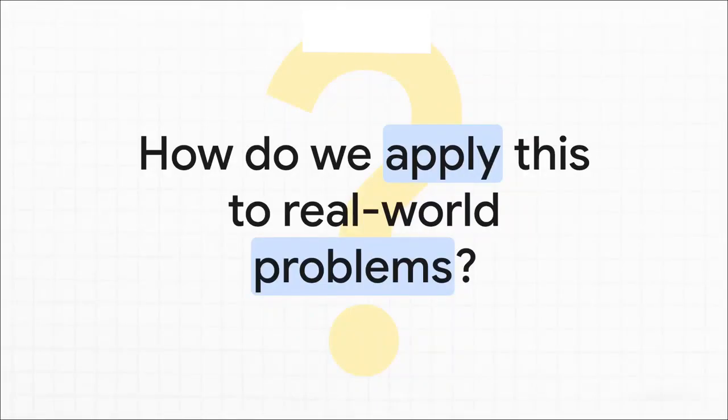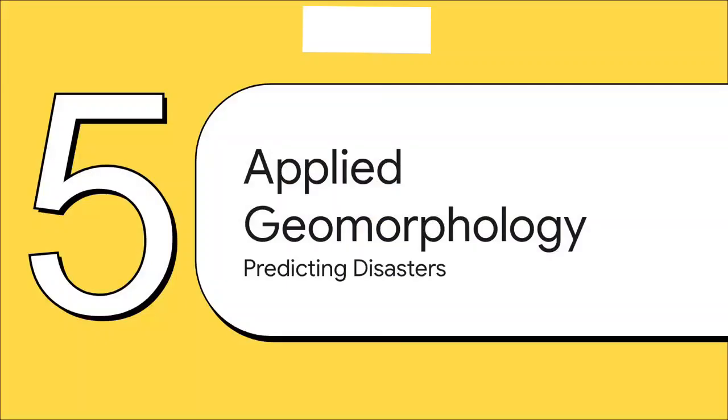So, after covering the history, the math, the models, and the measurements, we really have to ask the most important question for us today. How do we actually apply this science to the real world? Like, why does this matter to you and me? Section 5. Applied Geomorphology in Society, Predicting and Preventing Environmental Disasters.